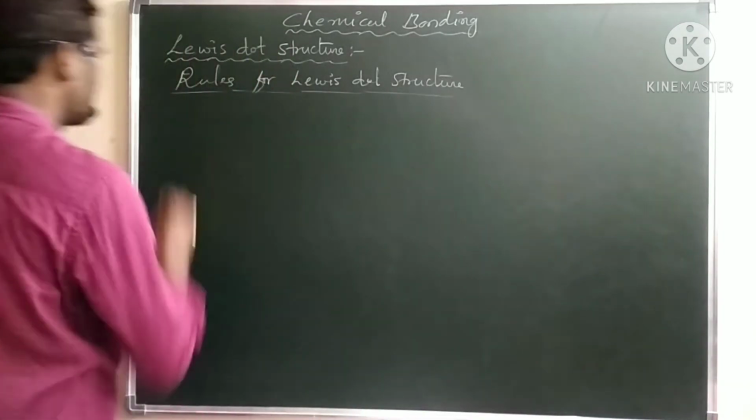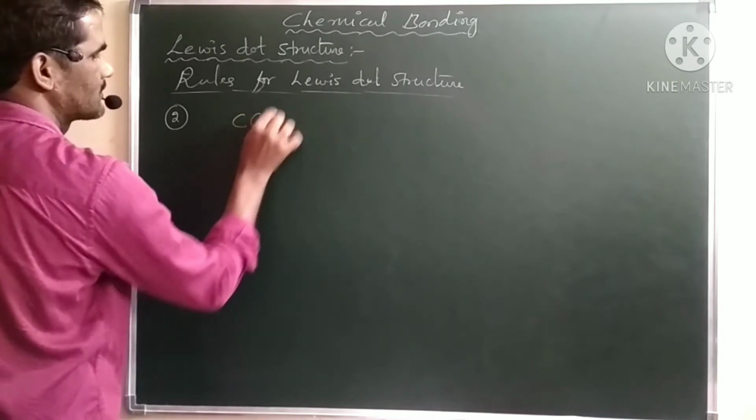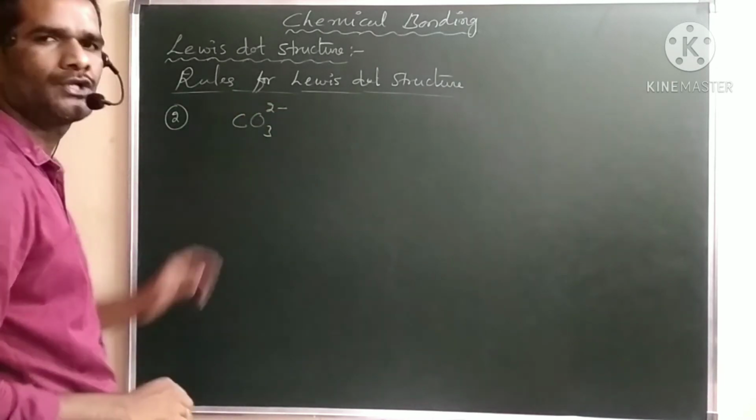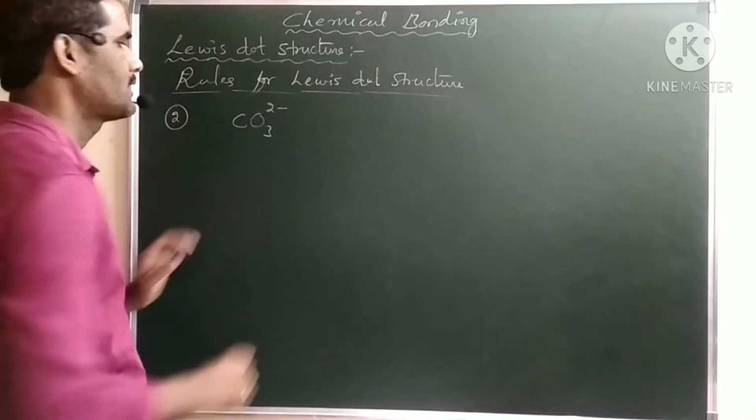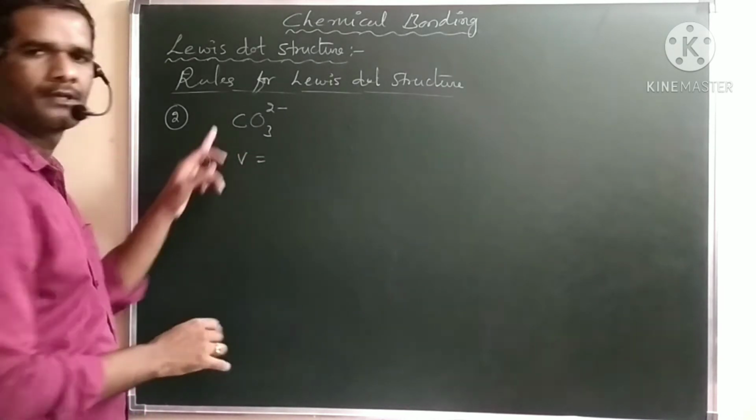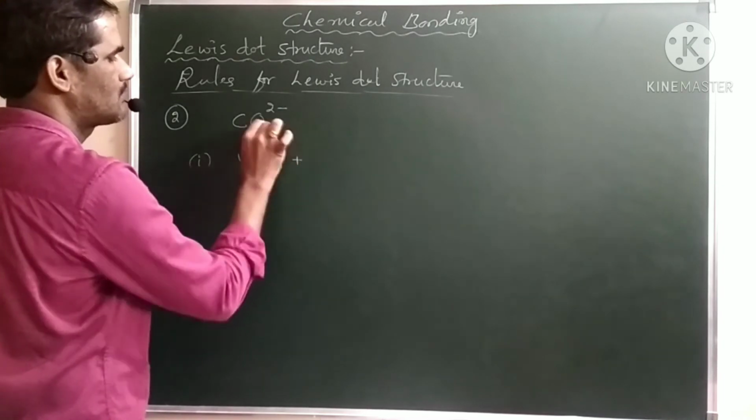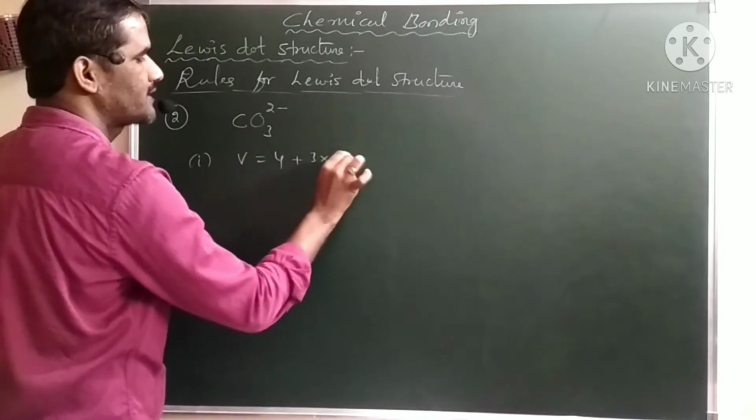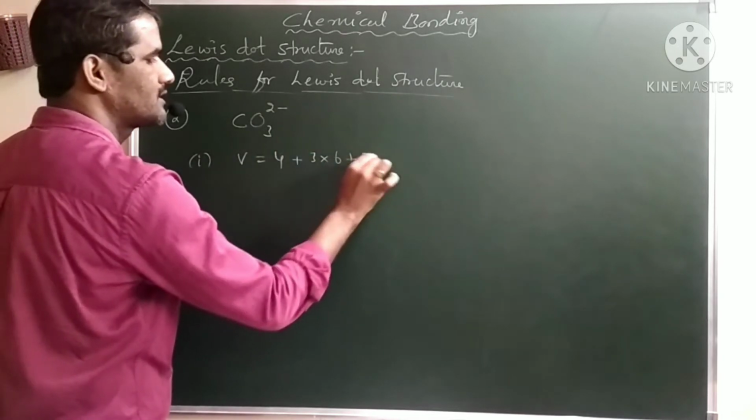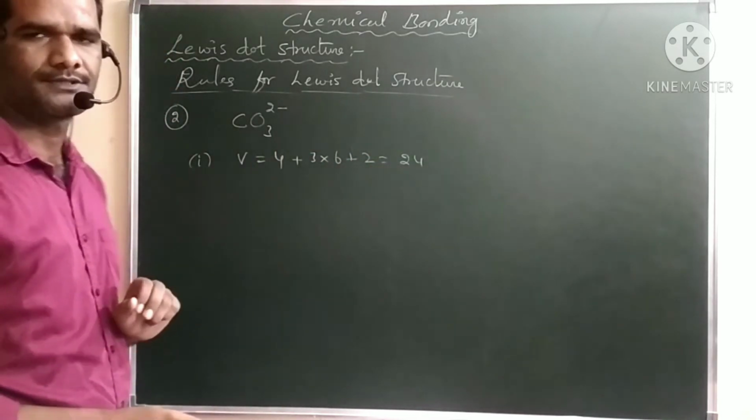And next let me take carbonate, which we have taken already, CO3 2 minus. Here first we have to calculate the total valence electrons. Carbon 4, oxygen 3 into 6, and 2 for the negative charge. So we have 24 valence electrons.